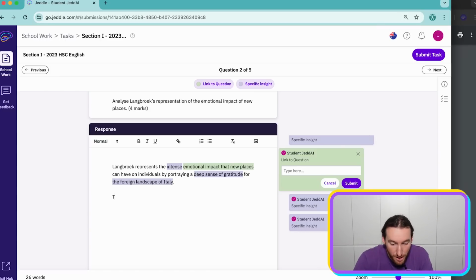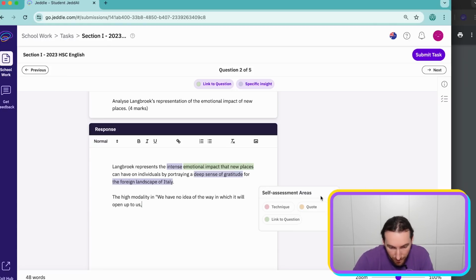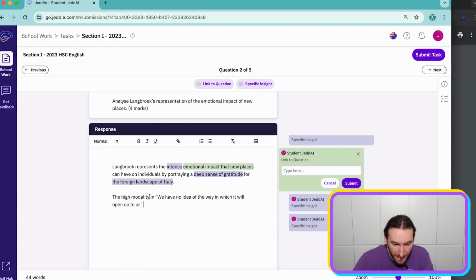That's the key thing. So straight away, the high modality in we have no idea of the way in which it will open up to us. We don't even need the and us to it. Like if we don't go into that, don't worry about that. Okay, the high modality, there's our technique in a simple way of transitioning into the quote. You don't have to be fancy with the way you bring in your evidence. You just should do it straight away so that you avoid storytelling. Get straight to the analysis.